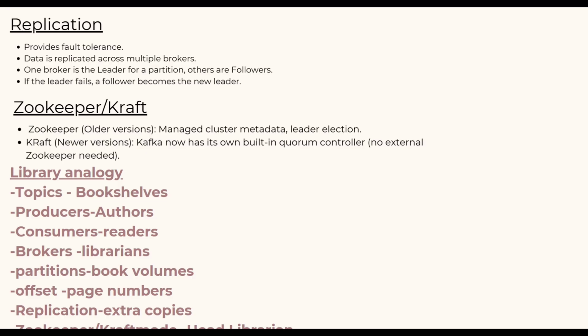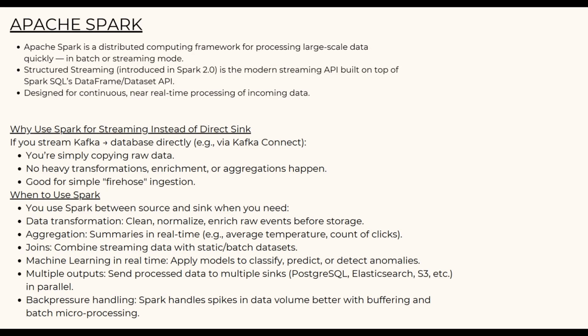And I've created this analogy, a library analogy. Topics are the bookshelves, so each topic is a bookshelf. Producers are the authors. Consumers are the people who read. Brokers are the librarians, the people who manage things. Partitions are the book volumes. Offsets are the page numbers. Replication is the extra copies. Zookeeper or KRaft mode is the head librarian who manages everything.